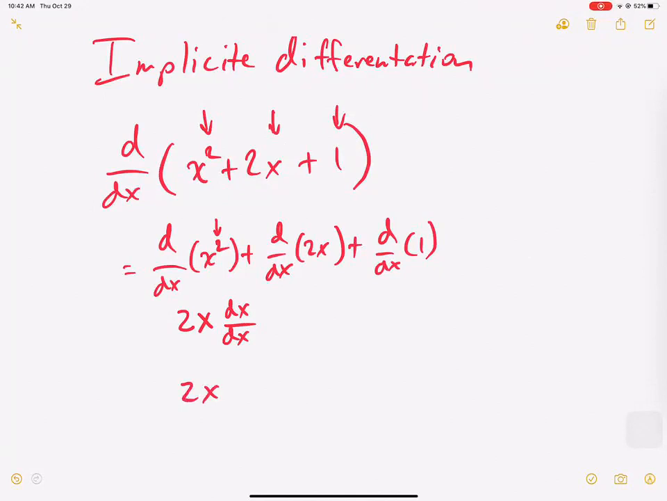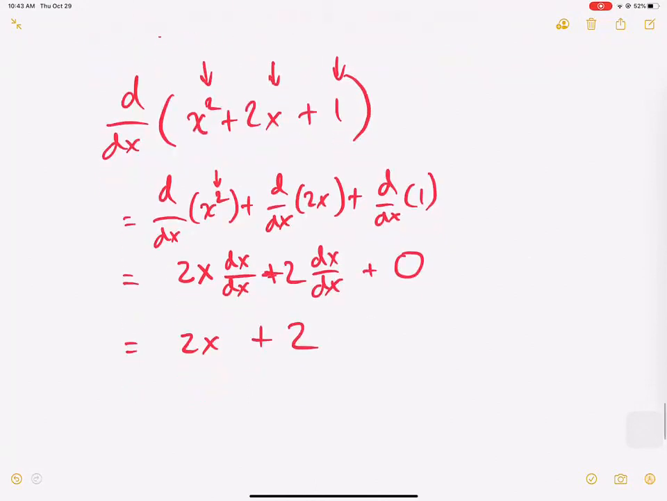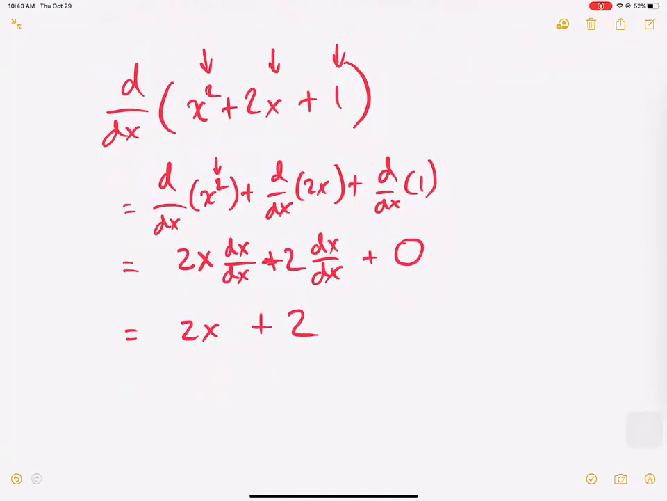The derivative of 2x is 2 on the outside, and the derivative of x leaves us 1. And the derivative of any constant is 0. Okay, so take a look at how I did that one more time. When I take a derivative of a plus sign, I take a derivative of them individually.